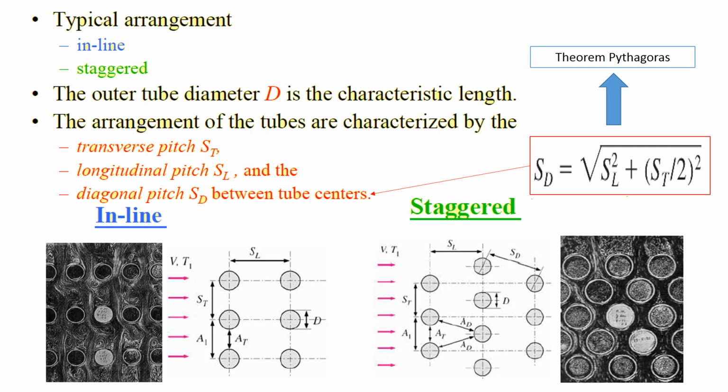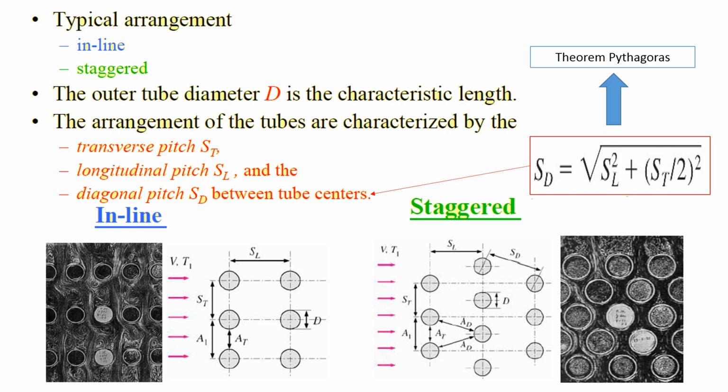Normally in these tube banks we have a typical arrangement, which is inline and staggered, and as I put here, the outer diameter D of the tube is the characteristic length. As you can see in the two figures at the bottom of this slide, inline and staggered, you can see the arrangement of the tubes, so you have the general idea.